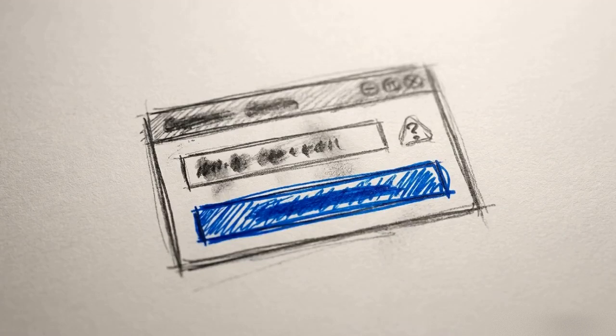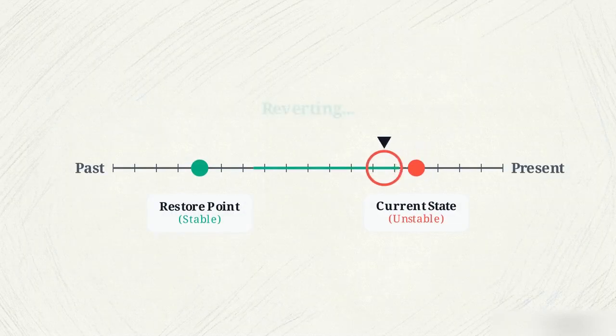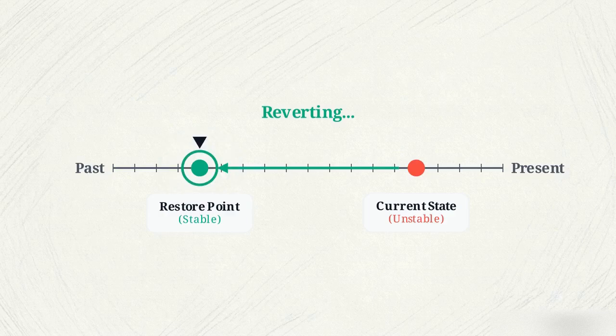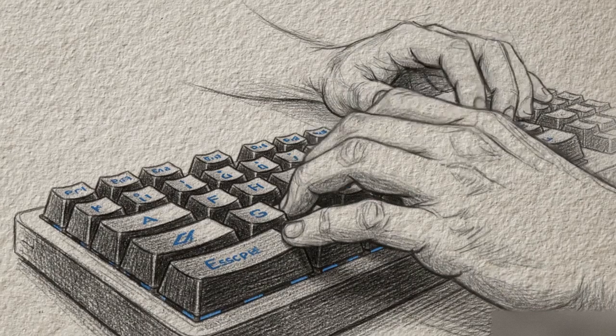With protection active, click Create to manually generate a restore point. Name it Before Fix and confirm. This allows you to revert to this exact state if a command causes further instability. Now we must stop the crashing.